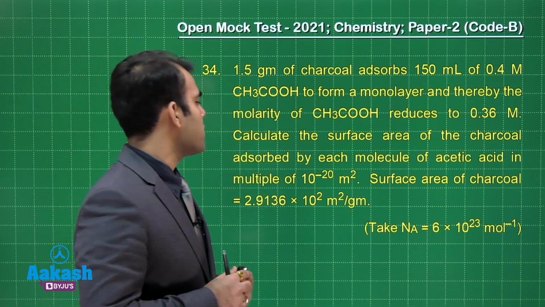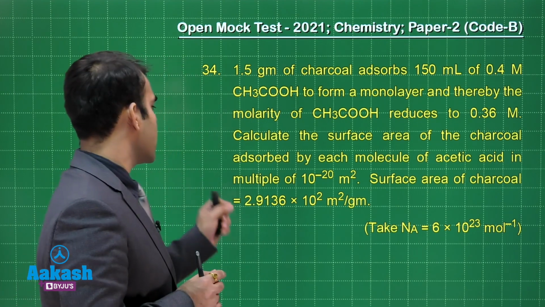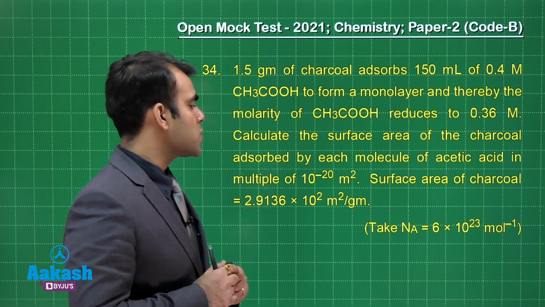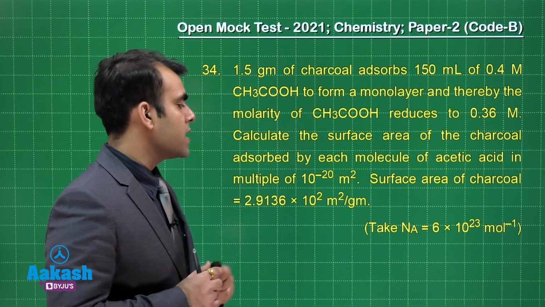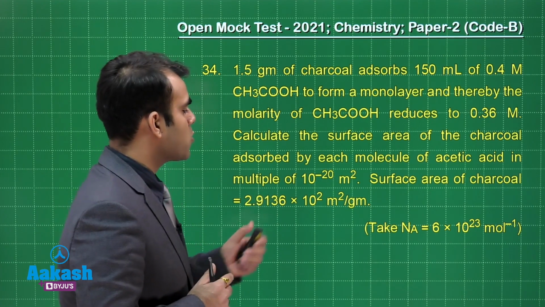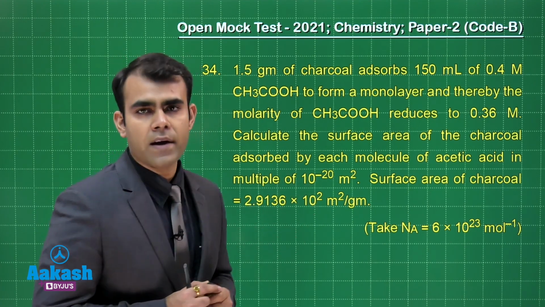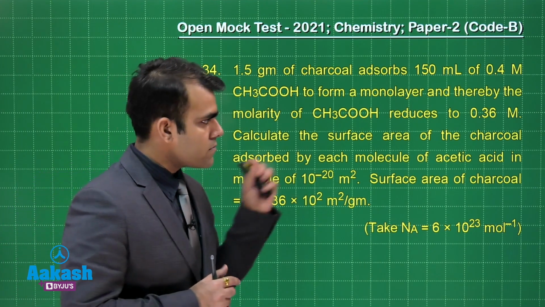Calculate the surface area of the charcoal adsorbed by each molecule of acetic acid in multiples of 10 to the power minus 20 meter square. Surface area of charcoal has been given to us, that is 2.9136 into 10 to the power 2 meter square per gram, and here the value of Avogadro number has been given.